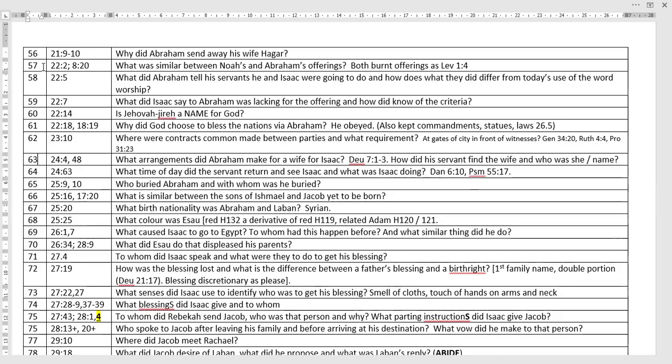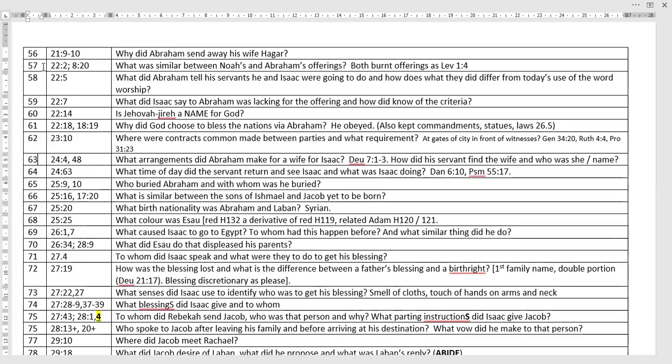It wasn't a problem in every case, because Joseph married the daughter of a priest in Egypt. But in King Saul's case, they caused his heart to go away from God.